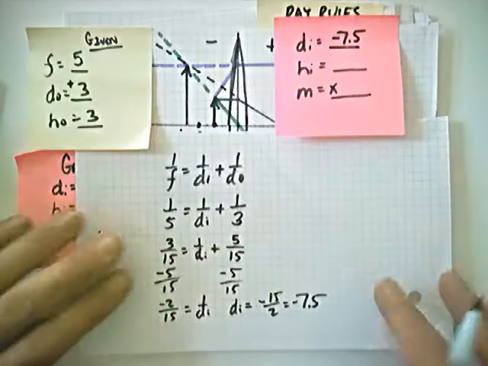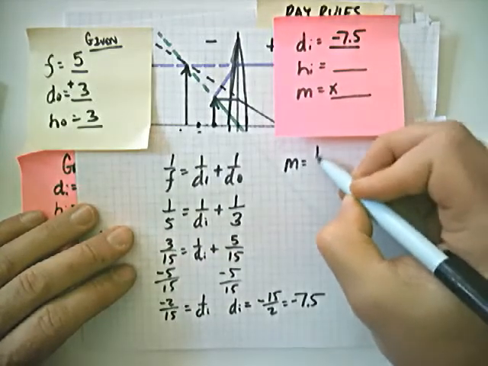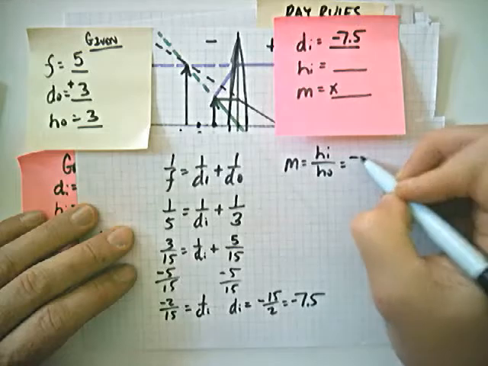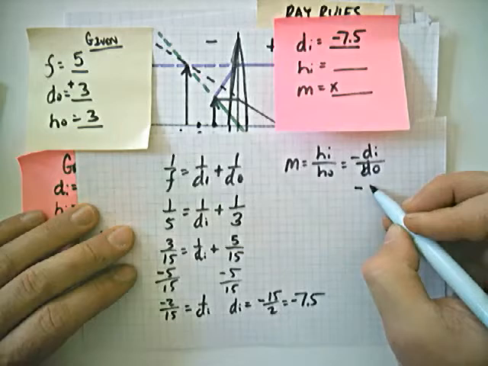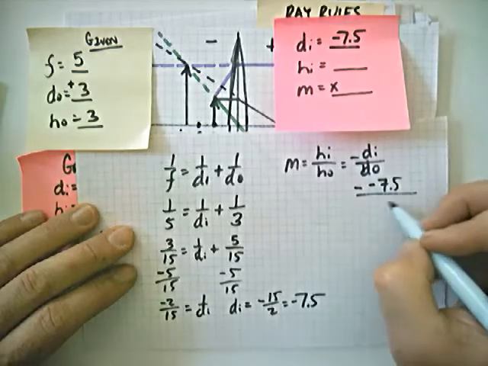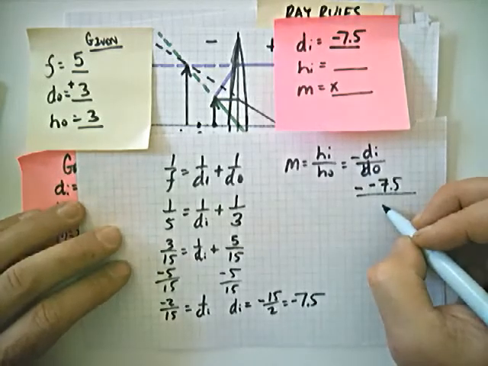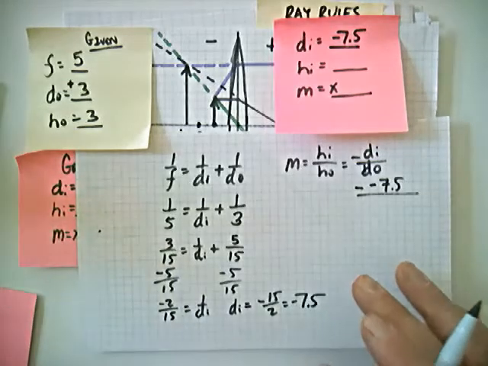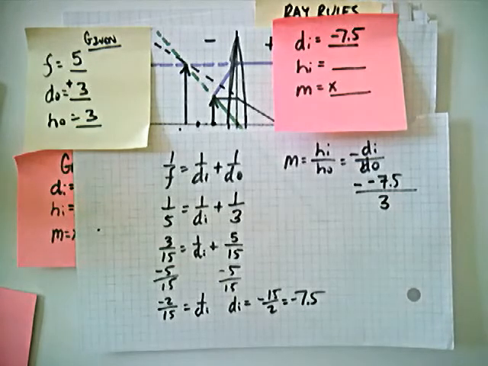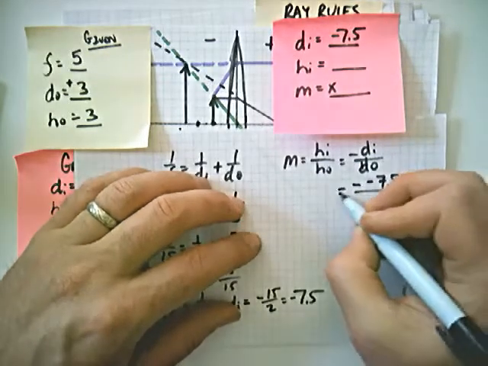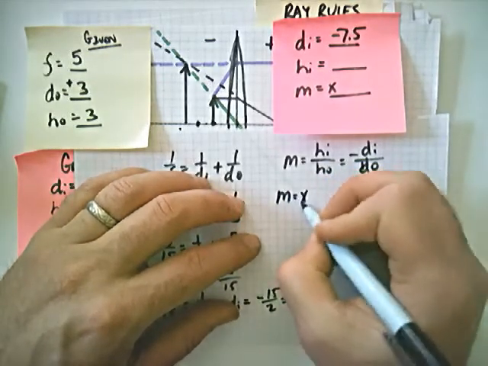So remember, magnification has its own formula, hi over ho, but it also equals negative di over do. So I'm going to put in negative of a negative. Negative of negative 7.5 is positive 7.5. The distance to the object, do, was given 3. Now we can use this to find our magnification. Notice the negatives cancel and we'll be left with a positive. So 7.5 divided by 3 is 2.5. So my magnification is times 2.5.